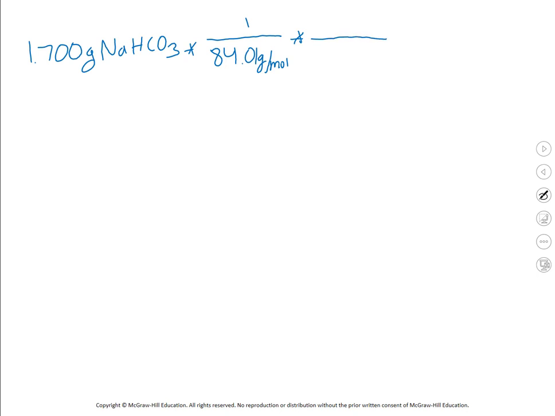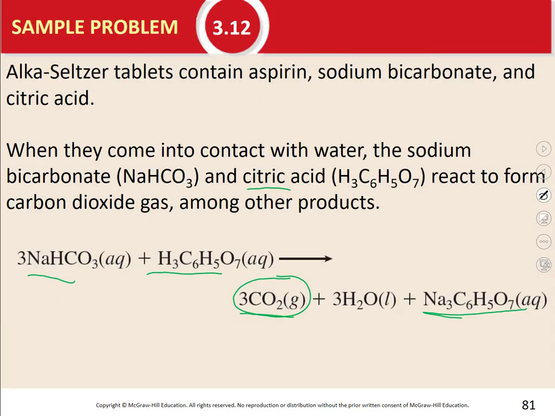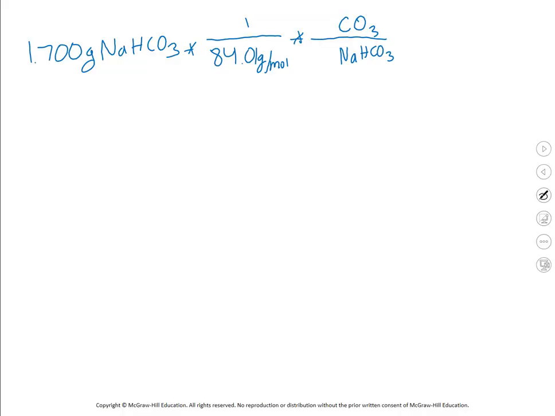Step 2 is molar ratio. Sodium bicarbonate is what I start with, so that's what goes in the bottom. Again, this is just baking soda. What would I put in the top? What am I looking for? The amount of what? CO2, right? So to find what this ratio is, I need to go back to my balanced equation. From sodium bicarbonate to CO2 was a what to what ratio? 1 to 1. You could write it as 3 to 3, or you could write it as 1 to 1. The math will cancel out anyways. We'll just write it as 3 to 3.